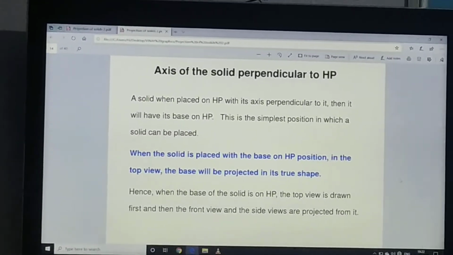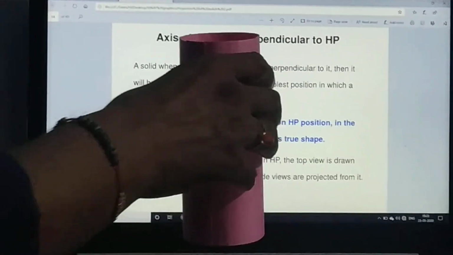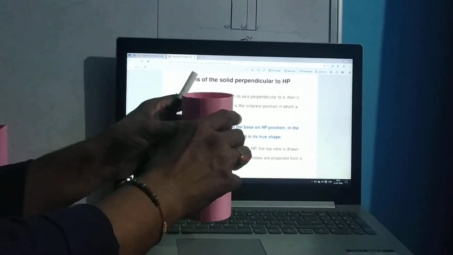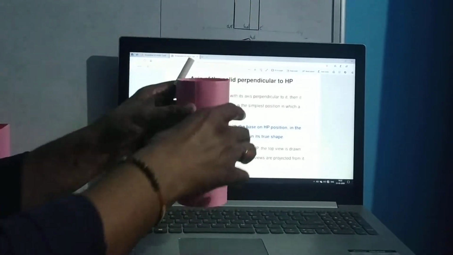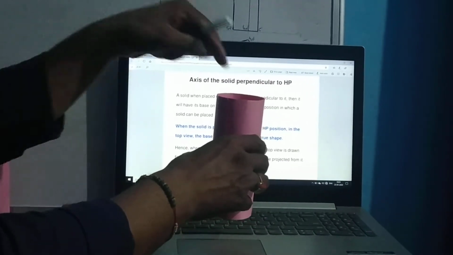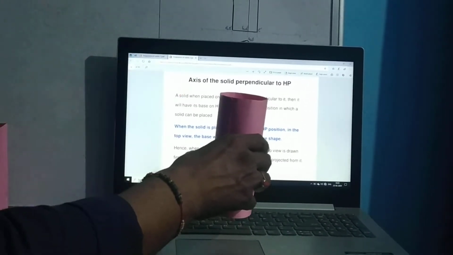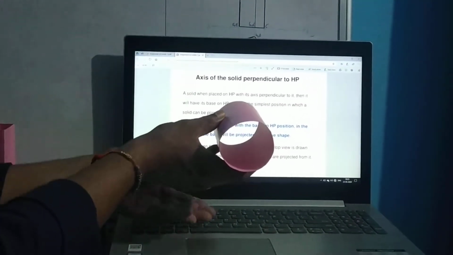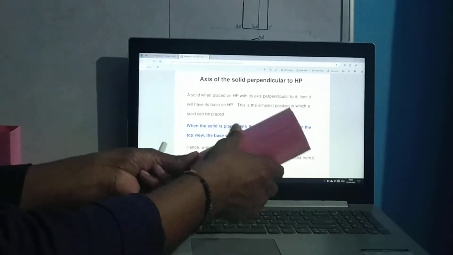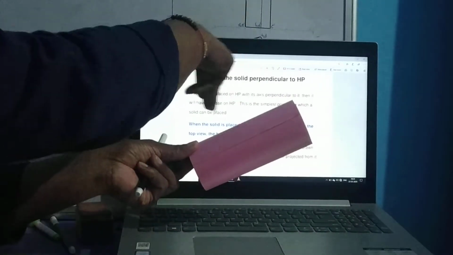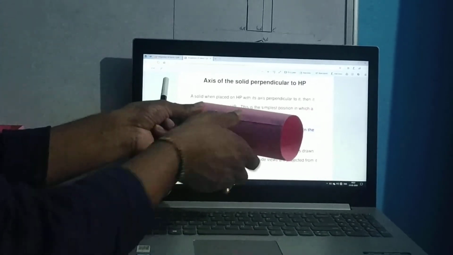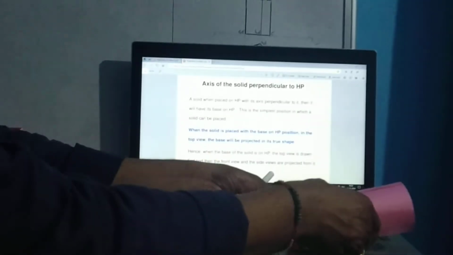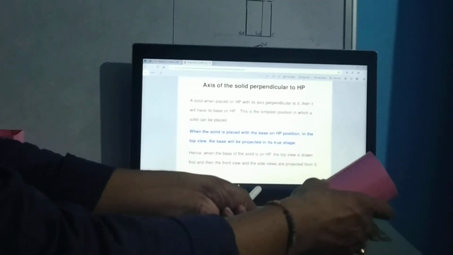First, the solid may be perpendicular to HP and parallel to VP. And when we are placing our solid in the first quadrant, we are talking with respect to its axis. This is the first way: the axis may be perpendicular to HP and parallel to VP. This is the second way: the axis may be perpendicular to VP and parallel to HP. This is the third way: the axis may be inclined to HP and parallel to VP. This is the fourth way: the axis may be inclined to VP and parallel to HP. And this is the fifth way: inclined to HP and inclined to VP.